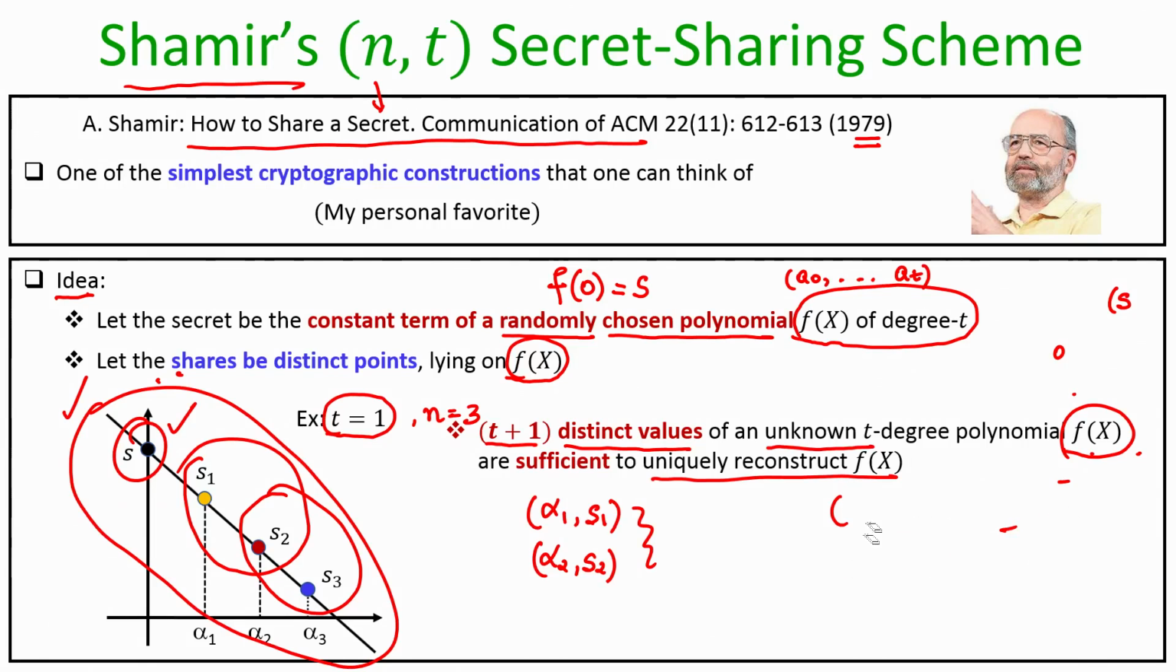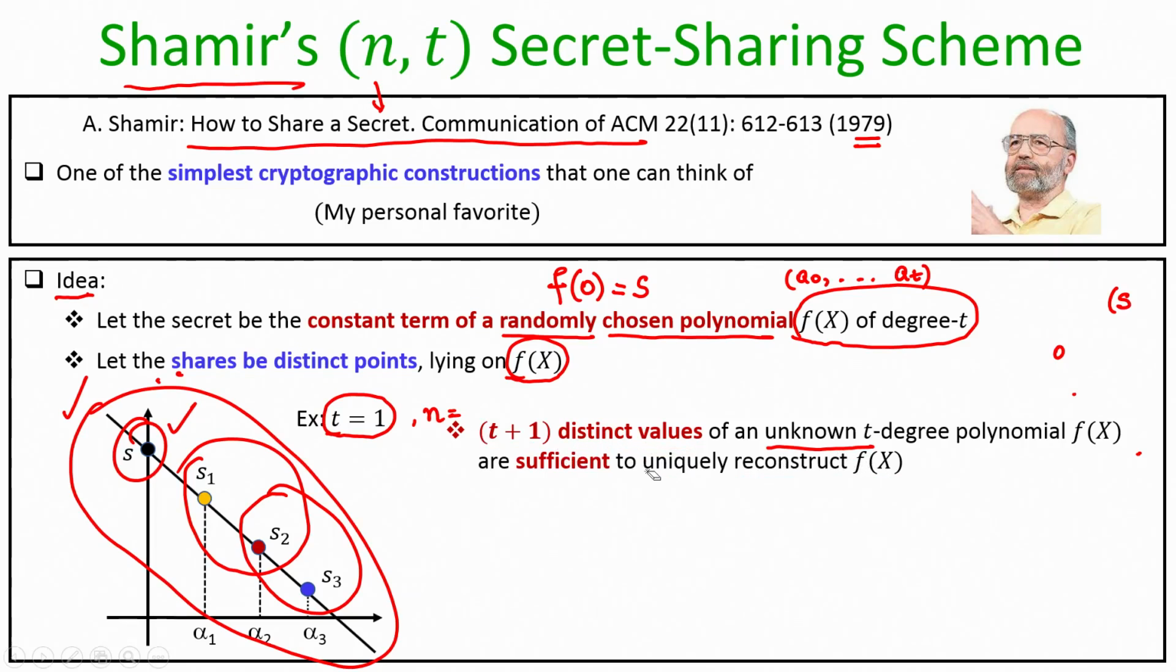So, that is the first observation. That shows that t plus 1 or more shares will indeed give you back the dealer's secret uniquely. That satisfies one of the properties of n comma t secret sharing.